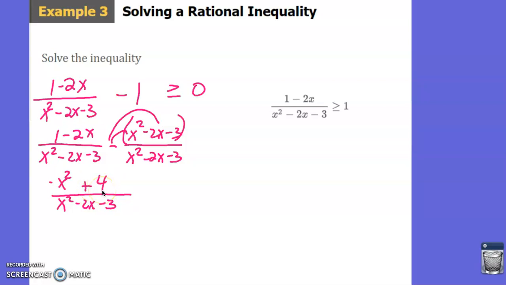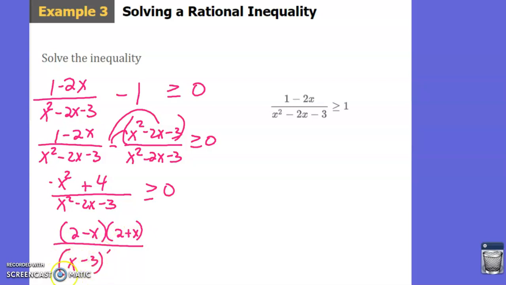And then what we're going to do is, this is still greater than 0. Now, if we factor this, we're going to end up getting 2 minus x and 2 plus x on the top. And on the bottom, we're going to get x minus 3 and x plus 1.